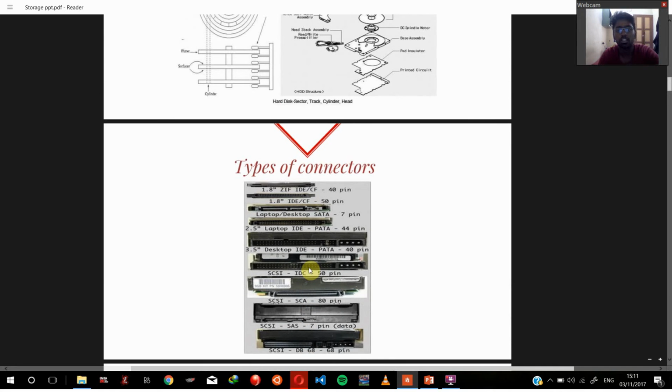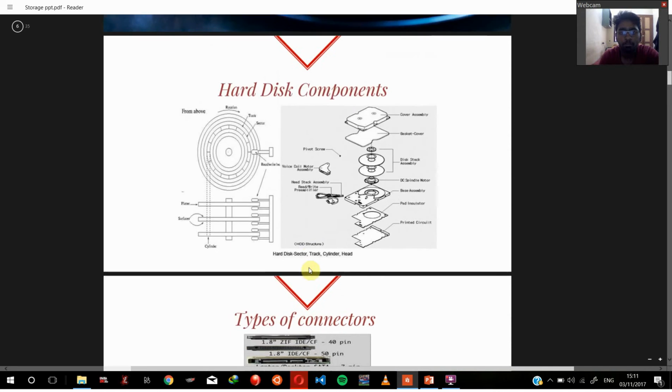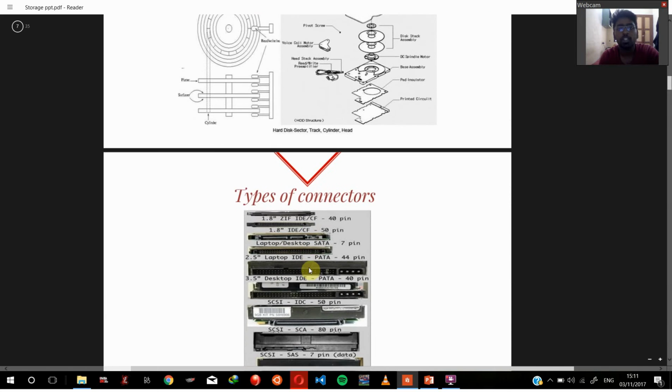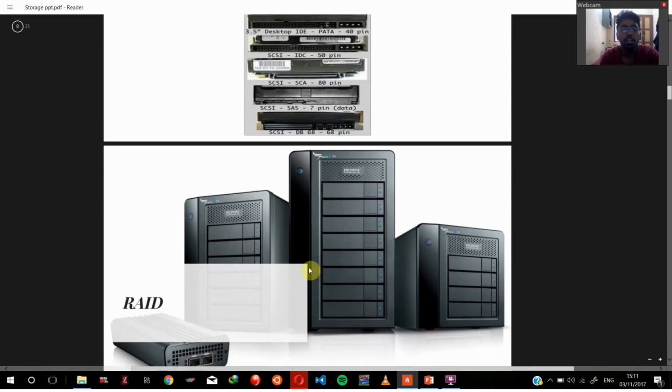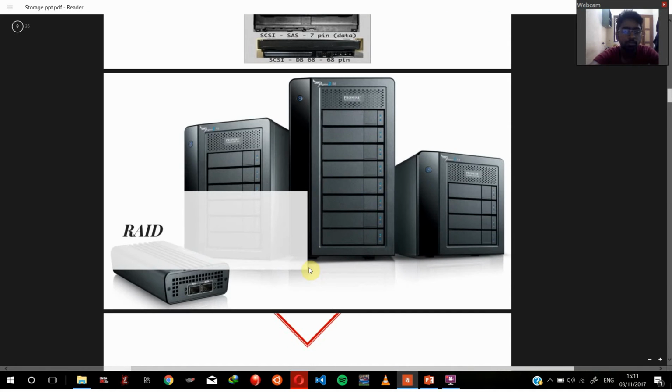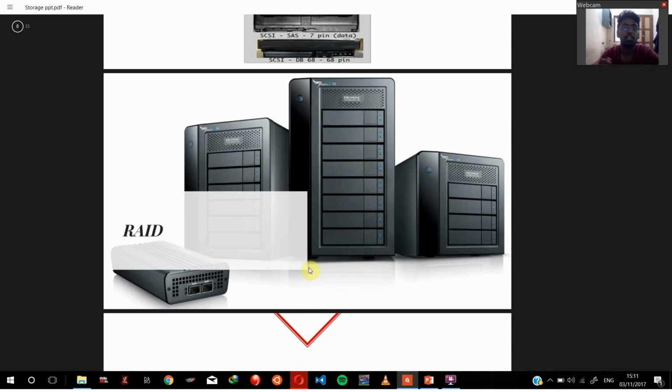That's all you can see. And the next is RAID, which is going to be presented by my teammate Joshua Alfonso Mario.